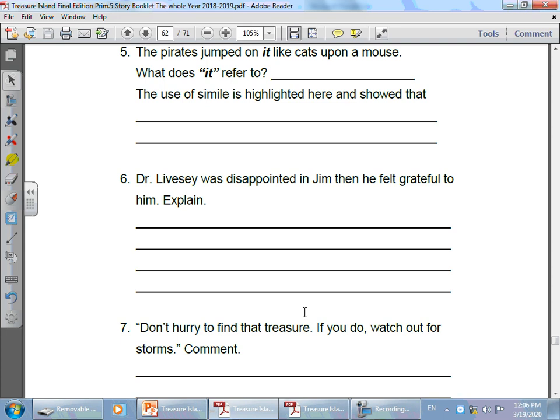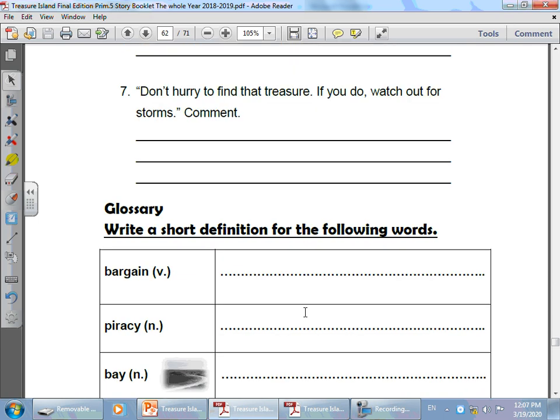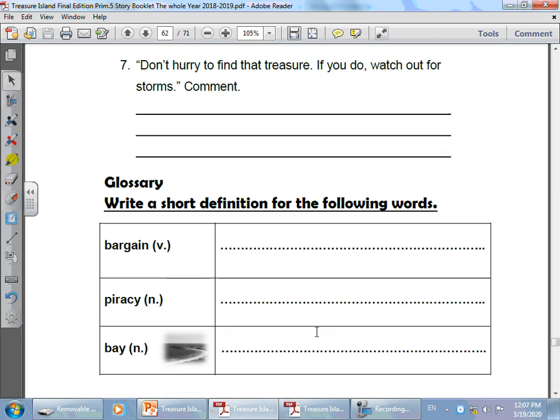Don't hurry to find the treasure. If you do, watch out for storms. Comment. Who said this? Yes, excellent. Dr. Livesey said these words to whom? Super, to Long John Silver. In which place? Through the fence, by the stockade. Very good. When, what happened? After Dr. Livesey's talk with Jim Hawkins. Very nice. This is the end of the questions.